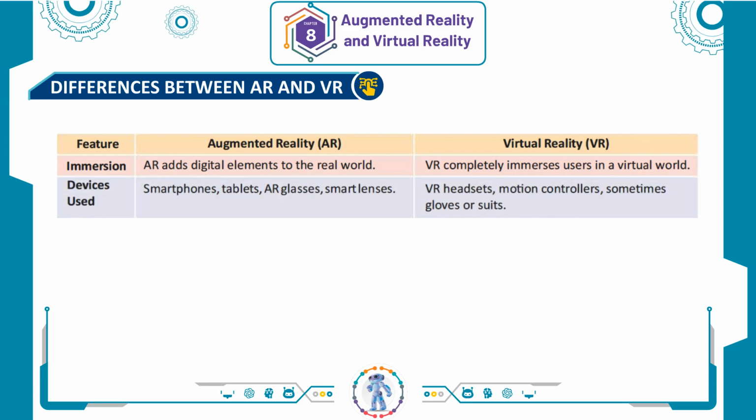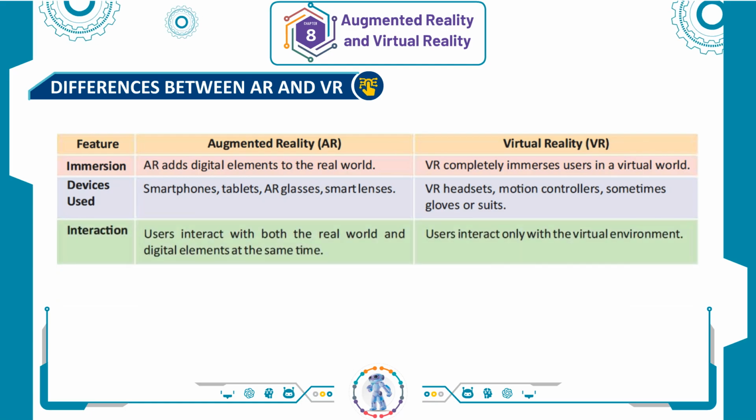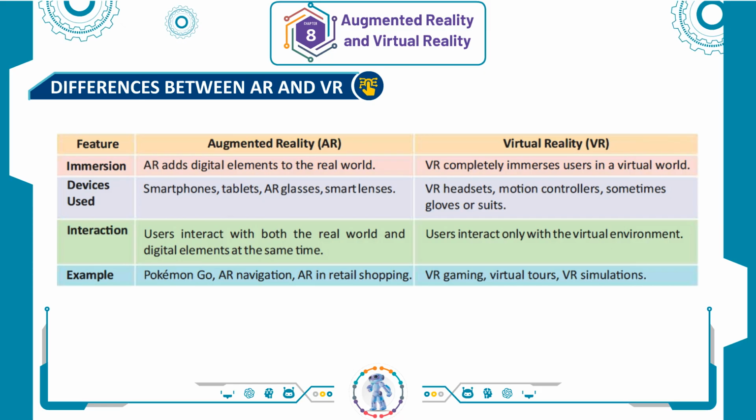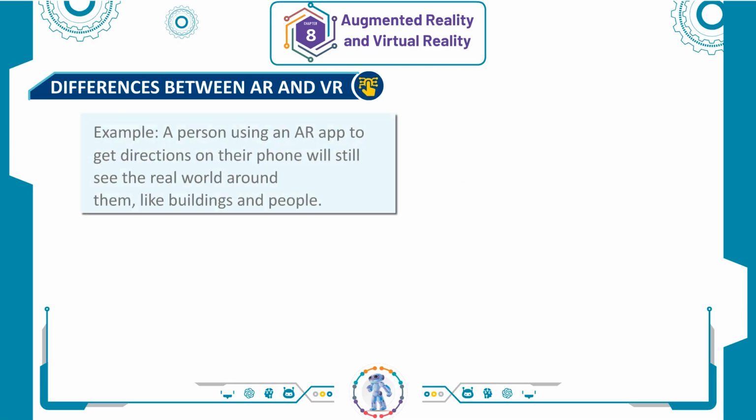Devices used: smartphones, tablets, AR glasses, smart lenses, VR headsets, motion controllers, sometimes gloves or suits. Interaction: users interact with both the real world and digital elements at the same time. Users interact only with the virtual environment. Examples: Pokemon Go, AR navigation, AR in retail shopping, VR gaming, virtual tours, VR simulations.